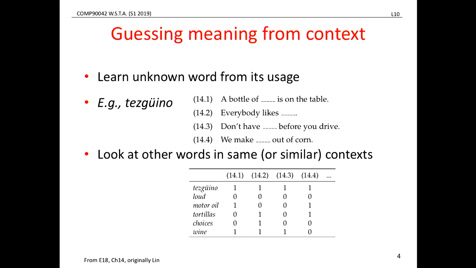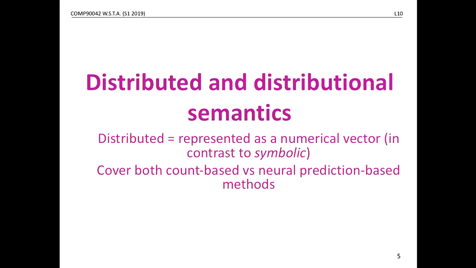So this is the idea of distributional evidence, that the distribution in which the word occurs, so these 4 different sentences, are evidence for its meaning. And I was hiccuping there because I was trying to make sure that I was saying the right term, distributed versus distributional. So often you talk about them together, distributed and distributional semantics.